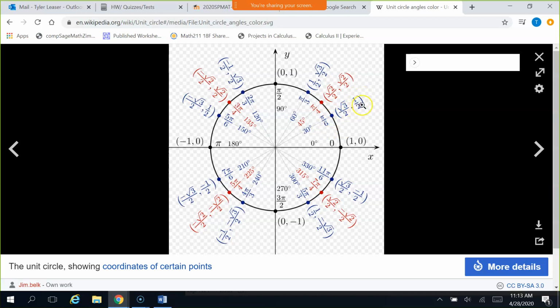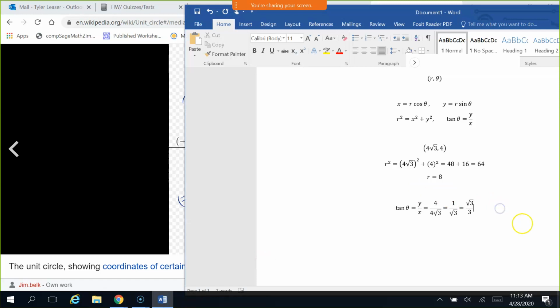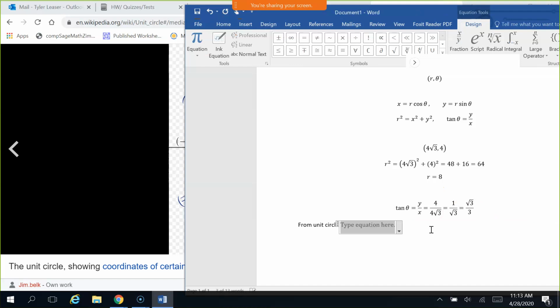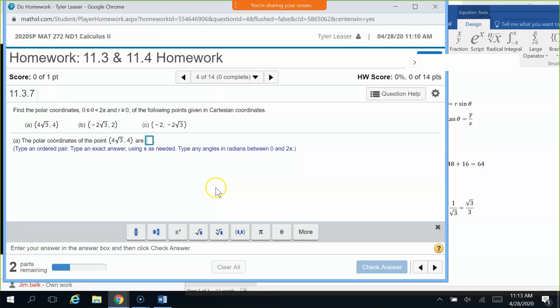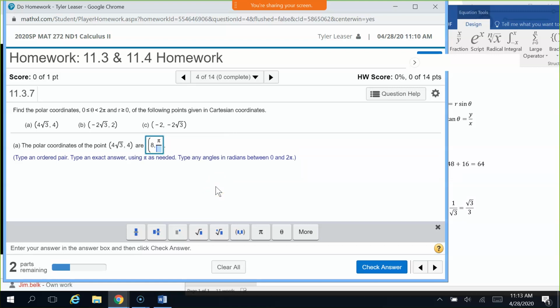Because if I take the y value 1/2 divided by the x value square root of 3 over 2, I get that 1 over square root 3. From the unit circle, theta is that pi over 6 thing. All right, and then just to type it into the homework, the polar coordinates are the r value 8, and then the theta pi over 6.